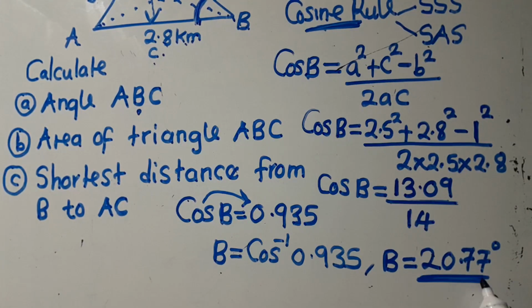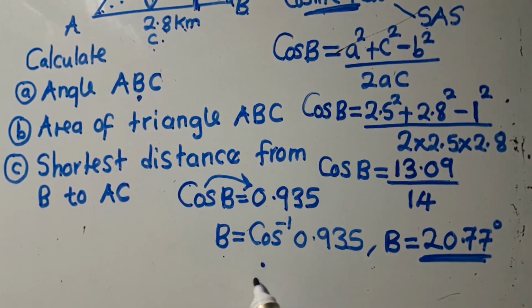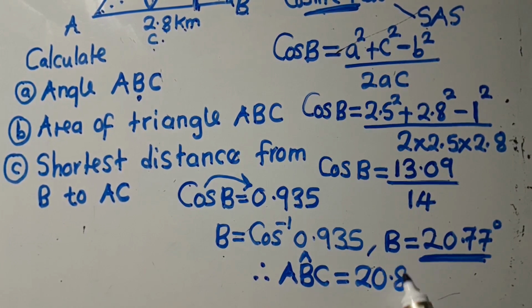You can do this, or you can just put it to 3 significant figures, where you're going to say 20.8 degrees. So you can conclude and say, therefore, angle ABC is equal to what? 20.8 degrees. So this is my answer to that particular question. Like this, you are done. This is what you are supposed to do.